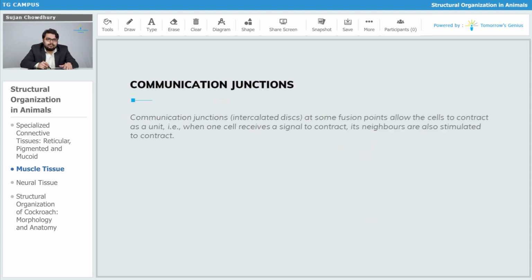Let's now talk about the communication junctions. The communication junctions at some fusion points allow the cells to contract as a unit. So these junctions are very important for rapid conduction of an impulse and information, based on which the cells will contract at the same time for a particular action to occur. When one cell receives a signal to contract, its neighbors are also stimulated to contract. This is possible by specialized communication junctions.